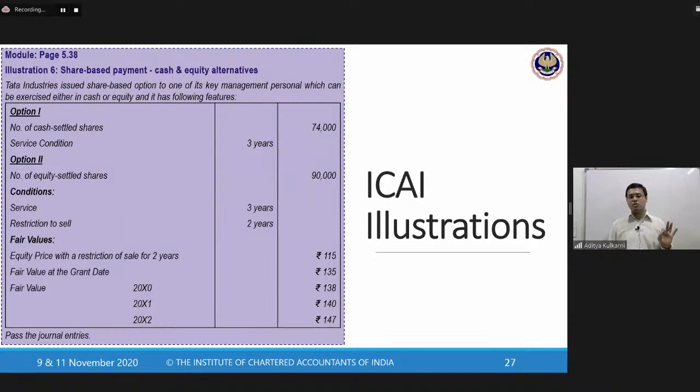Fair value for X0, X1, X2 is given to you. Pass the journal entries. Now see, what the standard wants you to do is account for this plan as if it is a liability, but you will also have to value the equity option. What is the equity option? That 90,000, you have the option to get the equity settled shares. So how does the standard advise you to do it? This alternative was not there in the guidance note. This is something extra that is there for you.